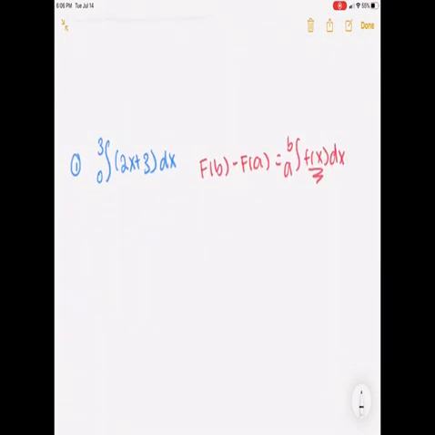Here's our first example problem. We're going to take the integral of 2x plus 3 dx on the interval 0 to 3. So how we're going to use this, we're going to take the antiderivative of 2x plus 3, because this is our f of x from the equation right here. So now that we're going to take the antiderivative, it's going to be x squared plus 3x, but we have to take that on the interval 0 to 3.